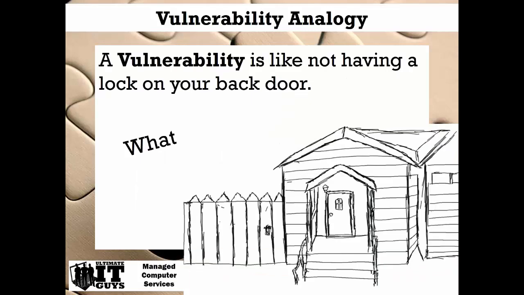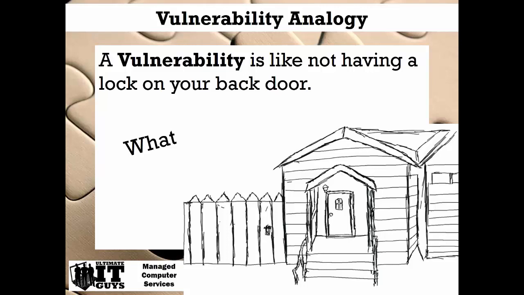A vulnerability is like not having a lock on your back door. Or maybe you have a lock, but it's a really poor one that anybody can get through. Obviously, if your back door is unlocked, you're at risk for something bad to happen. It's much easier for somebody to gain uninvited access to your home if your door's not locked. You are vulnerable, hence why the term vulnerability comes in. Now, however, if nobody ever tries to come in your back door, then nothing bad has really happened yet.